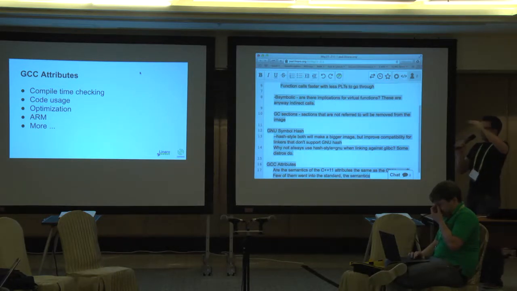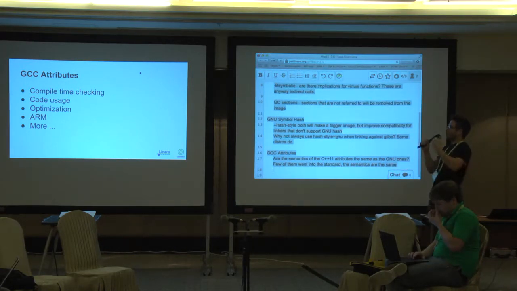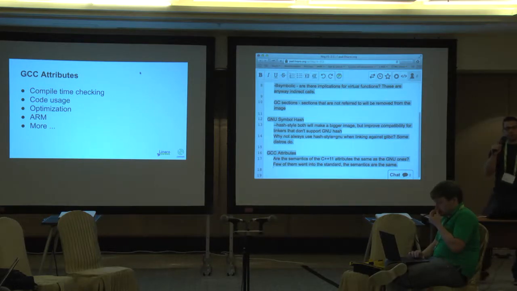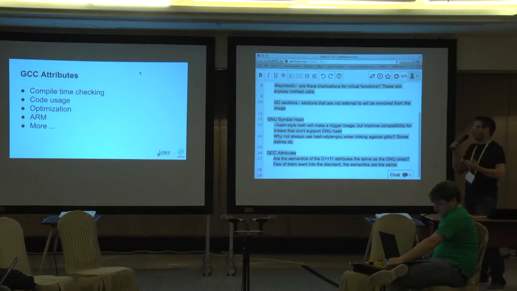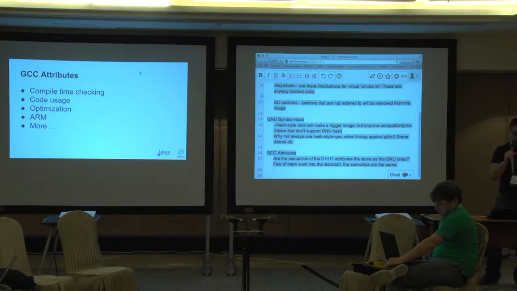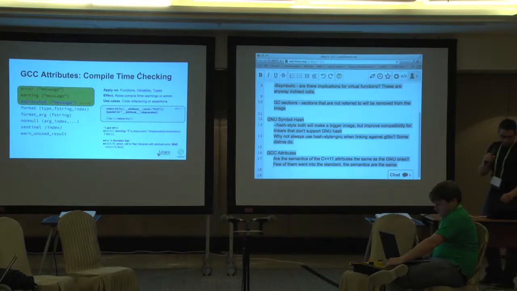I've prepared the presentation with different kinds of attributes depending on the usage they will be used for. First, compile time checking to improve the validation of your code, the way your code will be used, optimization, ARM related, and the others. Let's start with compile time checking.